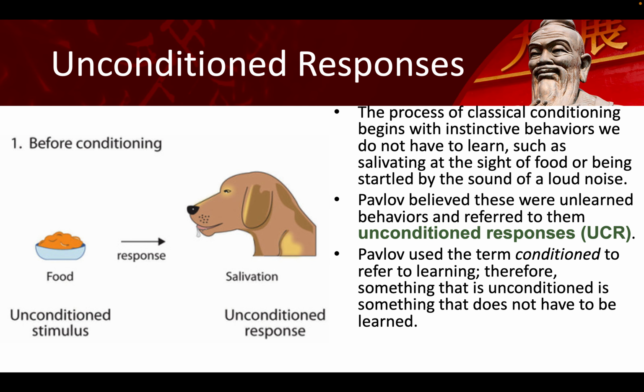The process of classical conditioning begins with instinctive behaviors we do not have to learn, such as salivating at the sight of food, or being startled by the sound of a loud noise. Pavlov believed these were unlearned behaviors and referred to them as unconditioned responses. Pavlov used the term conditioned to refer to learning. Therefore, something that is unconditioned is something that does not have to be learned.